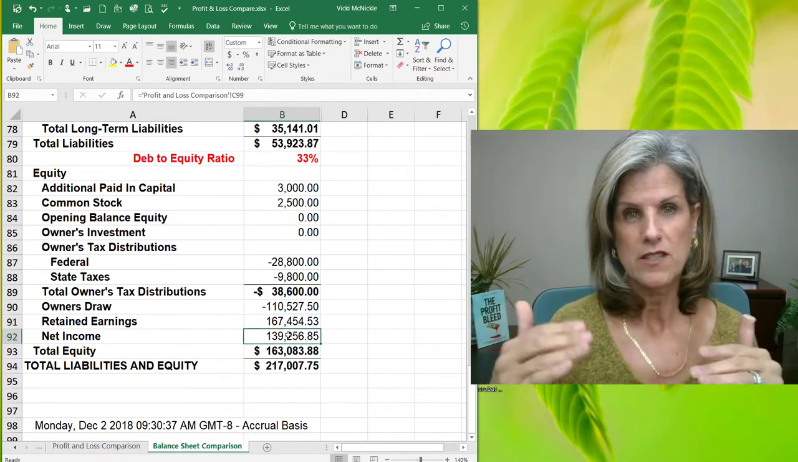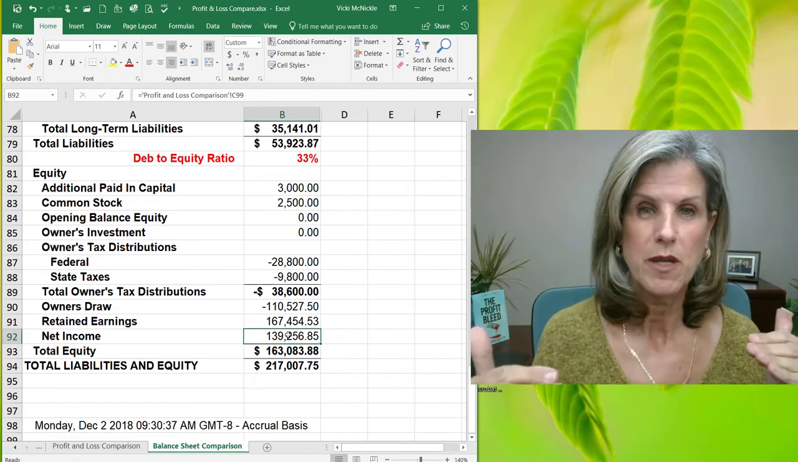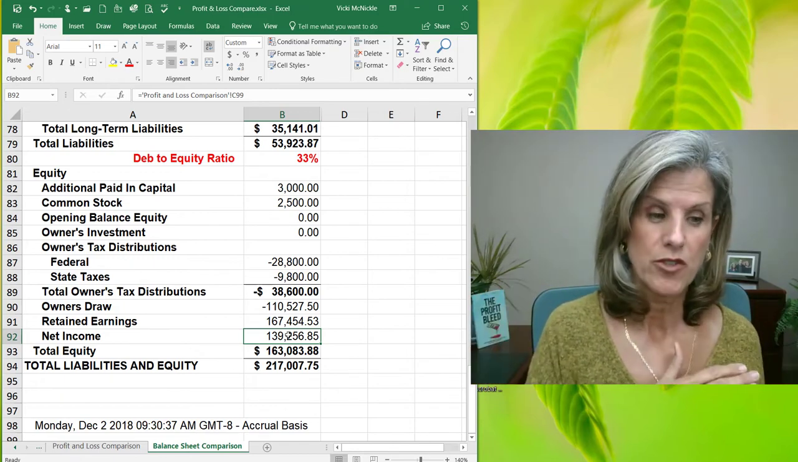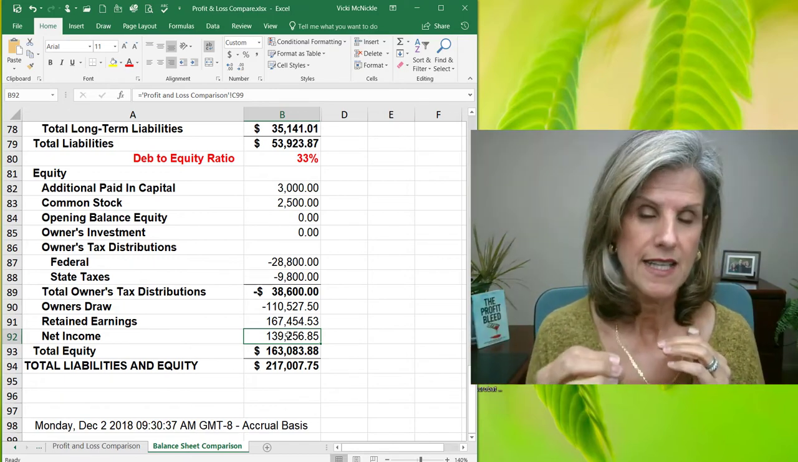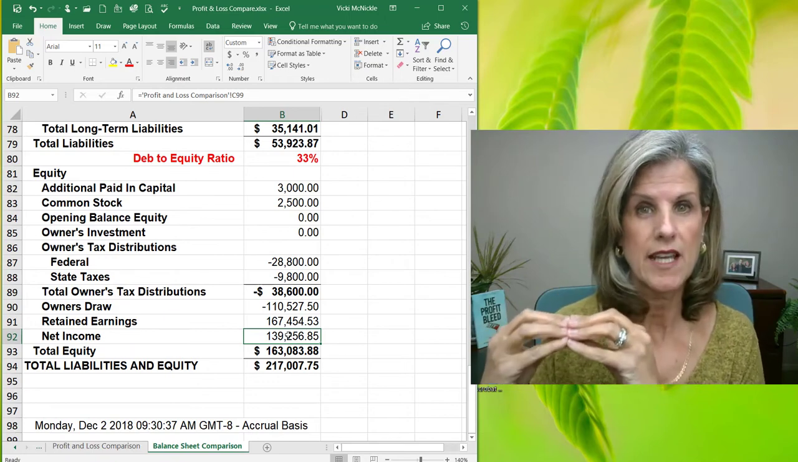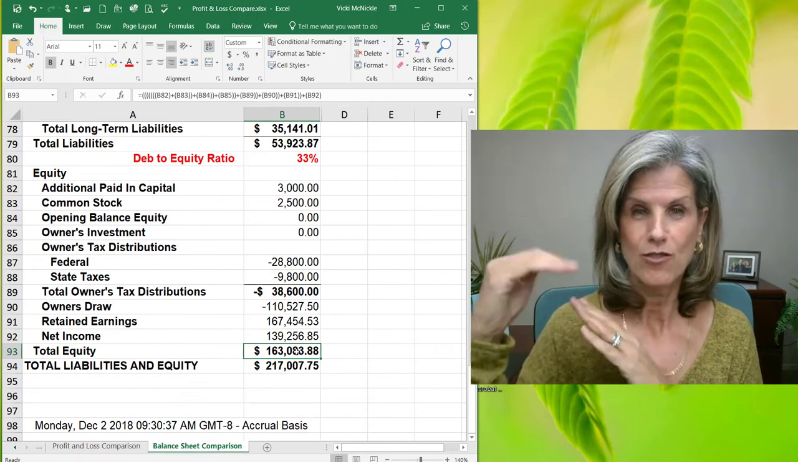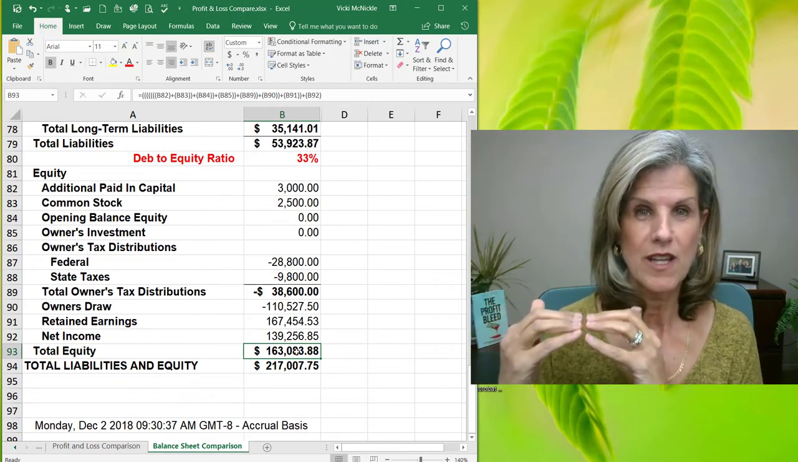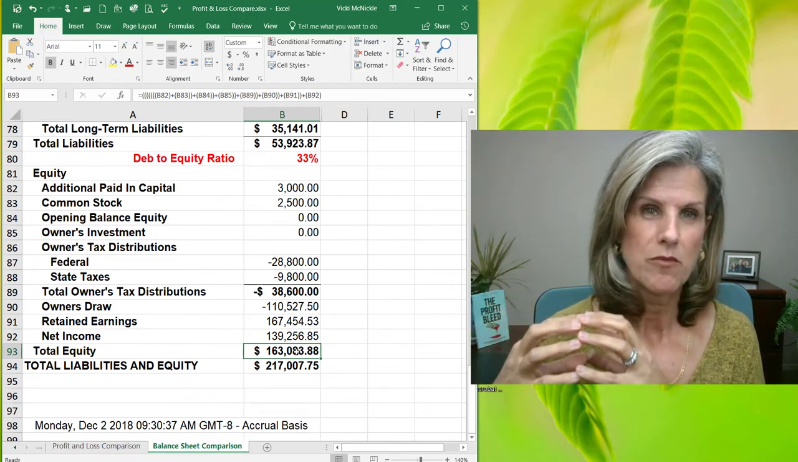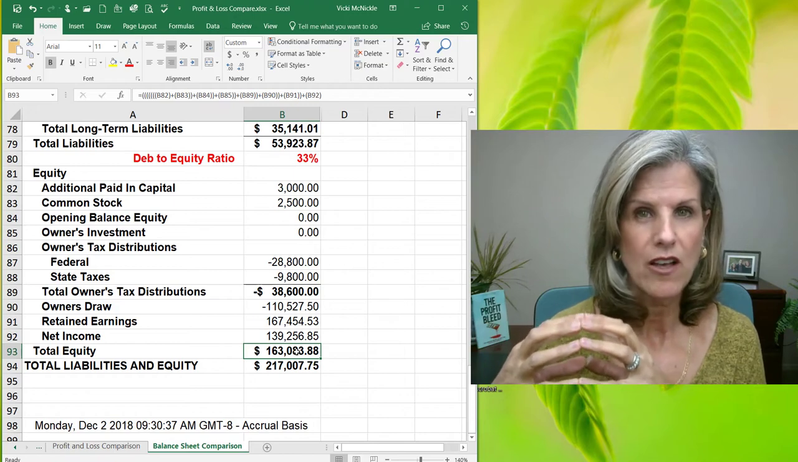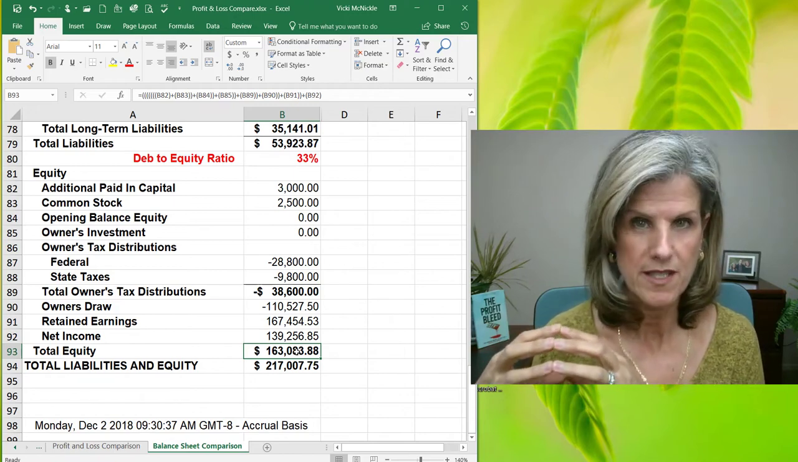And retained earnings is how much I've left in my business from prior years' profits. And then net income is my current net income for this year. And then the net of all of that is total equity. So this number represents the value or worth of your business.